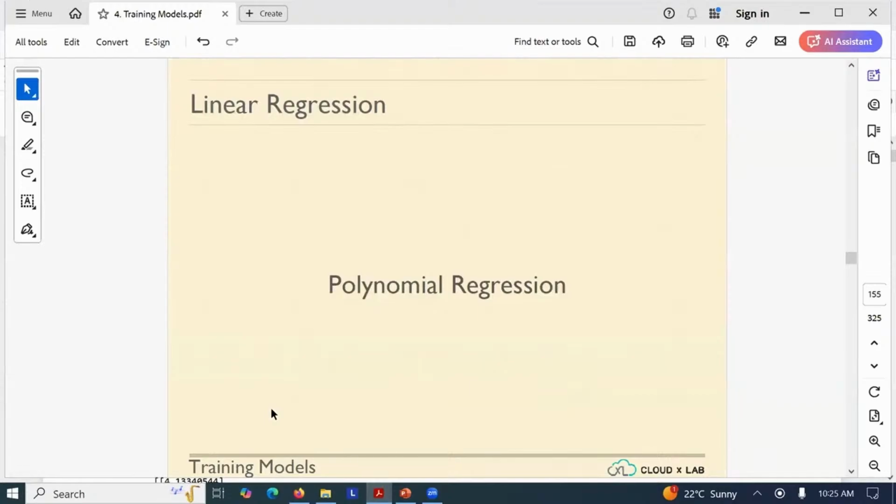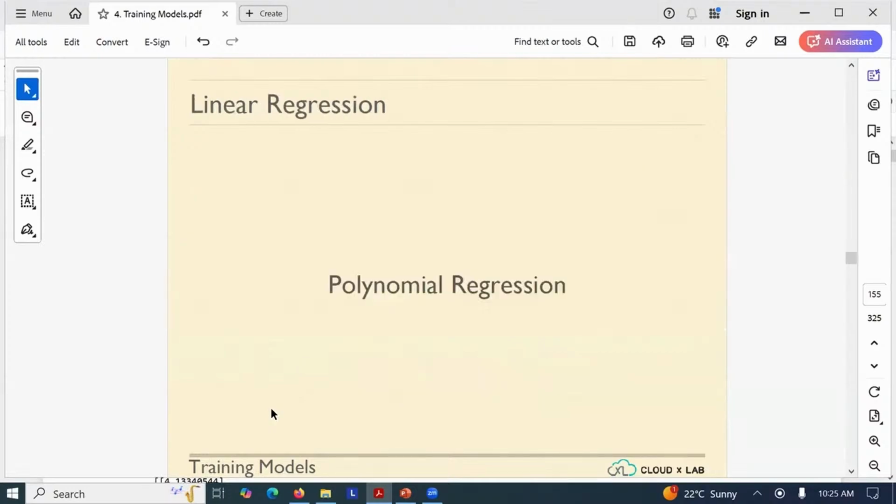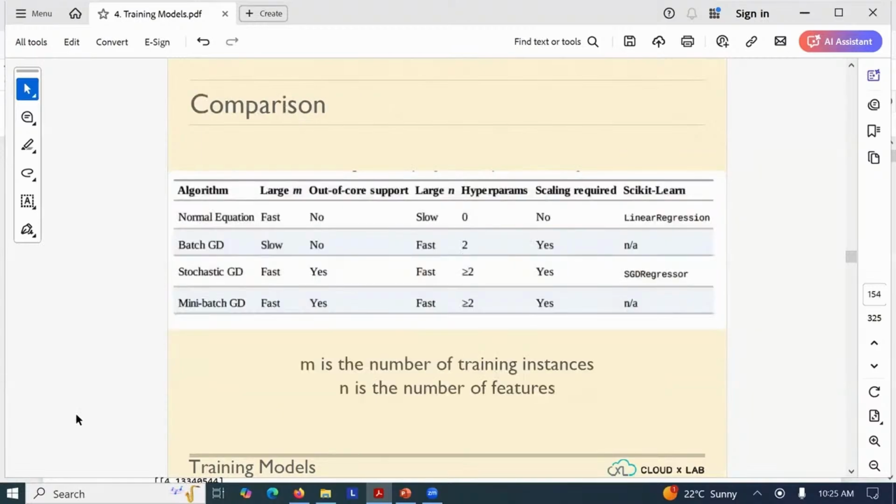Okay, so next session we will see polynomial regression, right? Linear regression we have covered. Polynomial regression we will see in the next session. For linear regression, I have covered four methods: normal equation, batch GD, SGD, mini batch GD, but we have several other methods also to solve linear regression. So it's not that these are the only methods to solve linear regression. There are some more methods that we will discuss later, right?